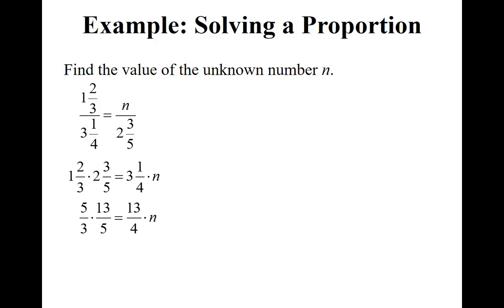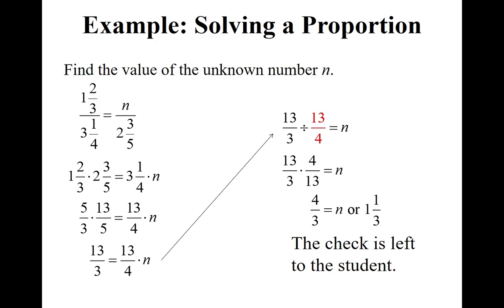5/3 times 13/5 equals 13/4 times n. That's 13/3 equals 13/4 times n. Multiply both sides by the reciprocal of 13/4 to get rid of it. So 4/13 multiplied on both sides. And we get n equals 4/3. And technically, we really should say 1 1/3 because of all of the other mixed numbers in the proportion.